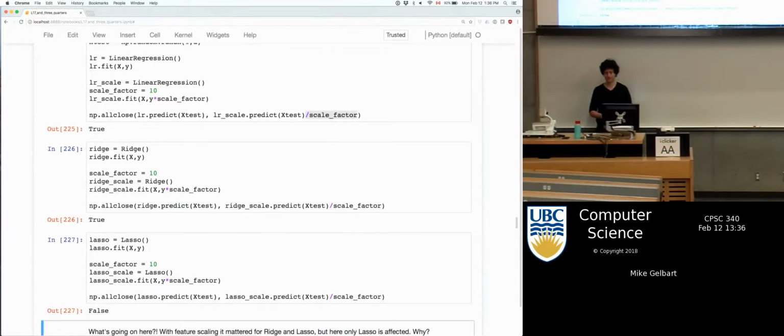So that's good to know, I guess, maybe. Scaling the y values actually did something for L1 and not for L2. Whereas scaling the features did something for L1 and L2, changed things. So what is going on here?